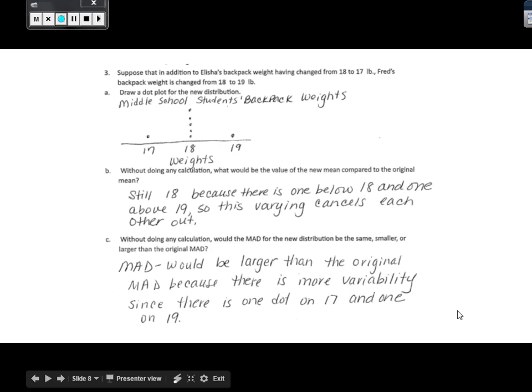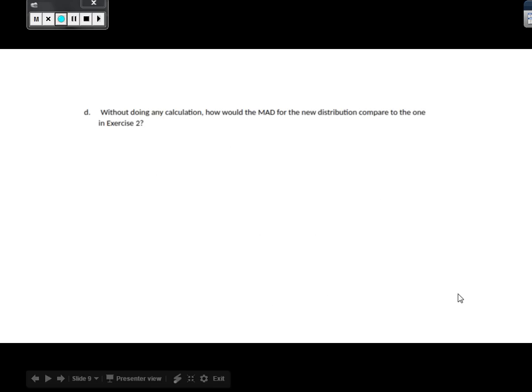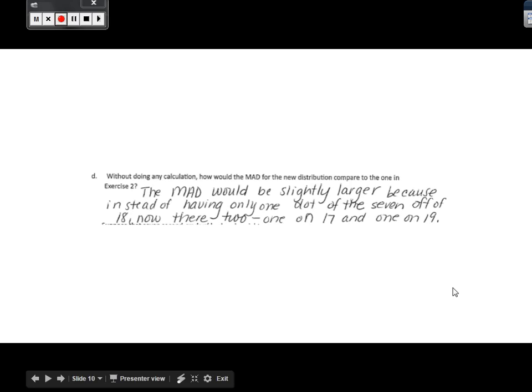Here are some notes to help you review the answers for question 3. Without doing any calculation for Part D, how would the MAD for the new distribution compare to the one in exercise 2? Here are some notes to help you review 3D.